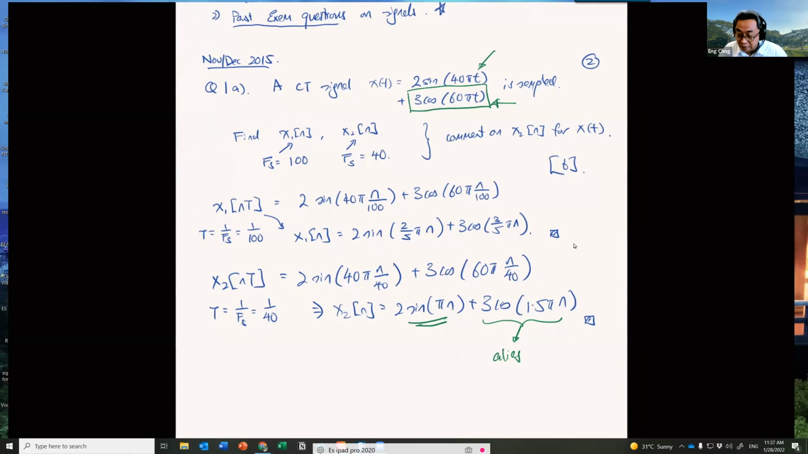All right, any questions so far? So this is 6 marks. We have 2 marks here for x1, 2 marks here for x2, and 2 marks here for the aliasing comment. All right, I'll pause now.